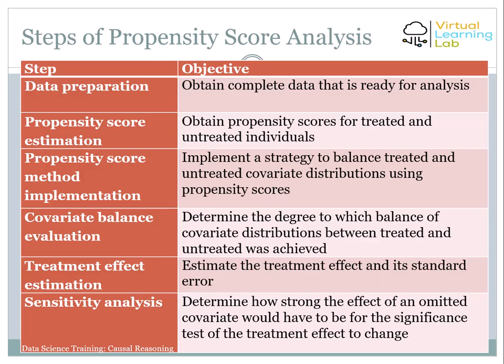Propensity score analysis is a multiple step method. There are 6 steps, starting with data preparation. You estimate propensity scores, and you implement the propensity score method, which would be matching, weighting, or stratification. Those are the most common. Then you evaluate covariate balance between treatment and control group. This step is your measure of success of removing selection bias. Then you estimate your treatment effect of interest and perform a sensitivity analysis to understand the robustness of your control for selection bias.